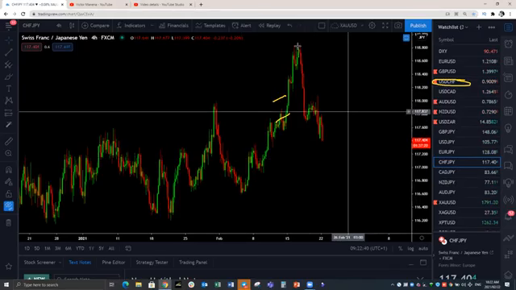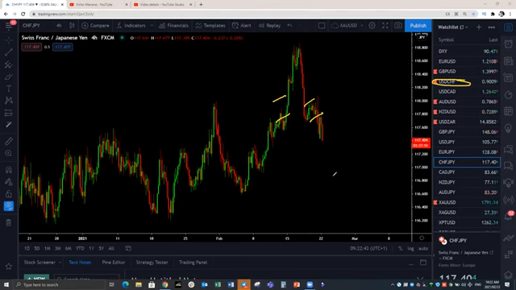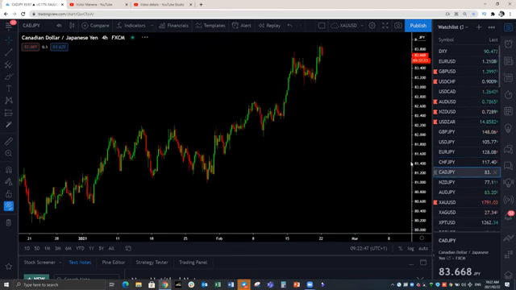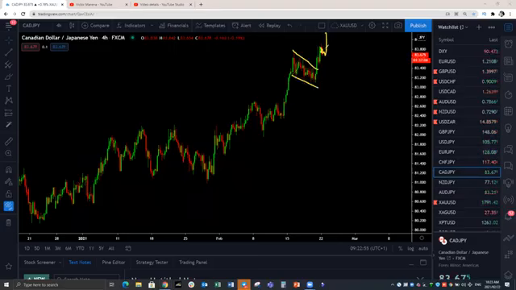Okay, we saw this one yesterday. It has made this corrective structure. It's continuing to the downside. Let's look at the rest. CAD yen. CAD yen is pushing up higher. This is just a simple pullback. We'll see continuation to the upside. CAD is still strong. It has just broken out of this structure. We'll expect continuation to the upside.